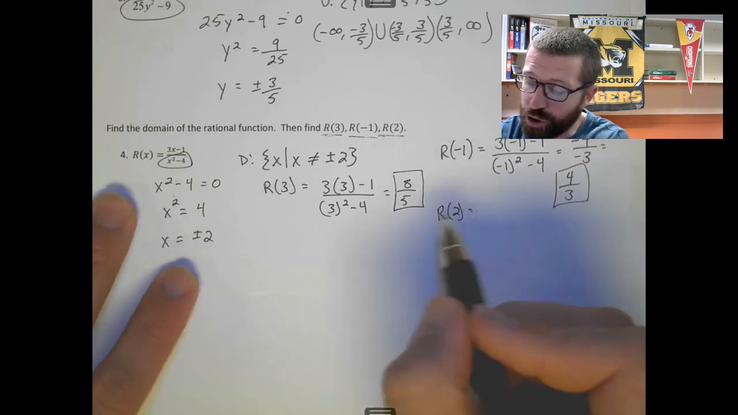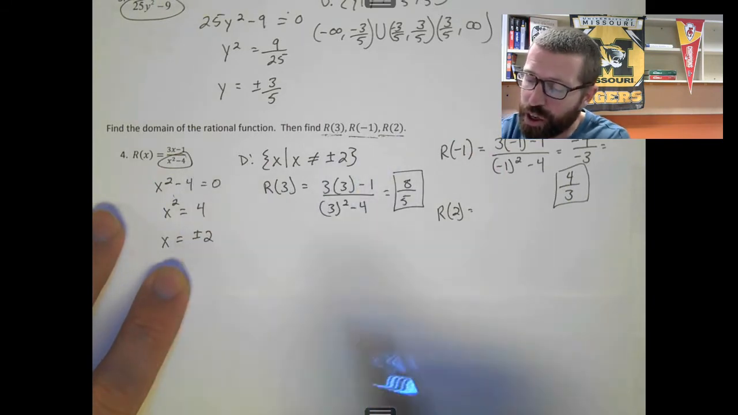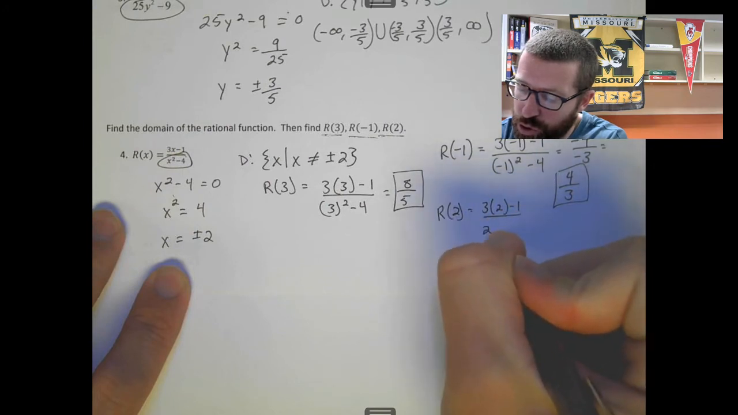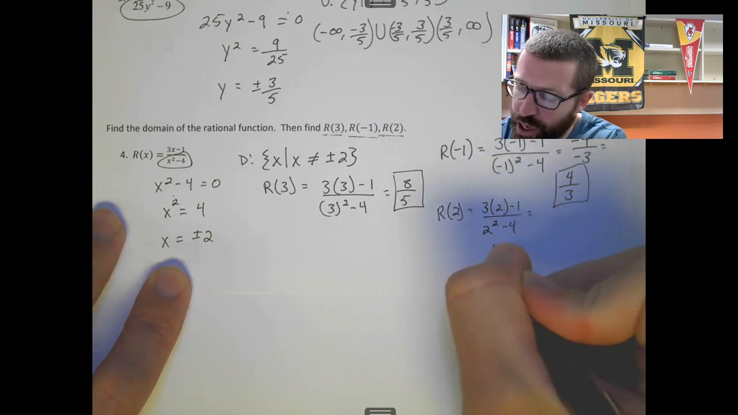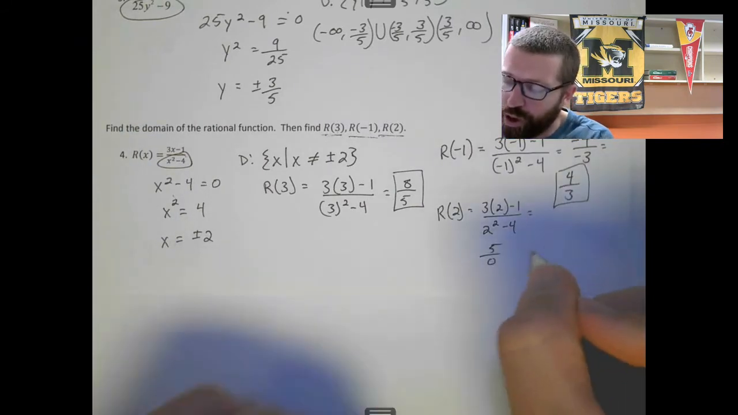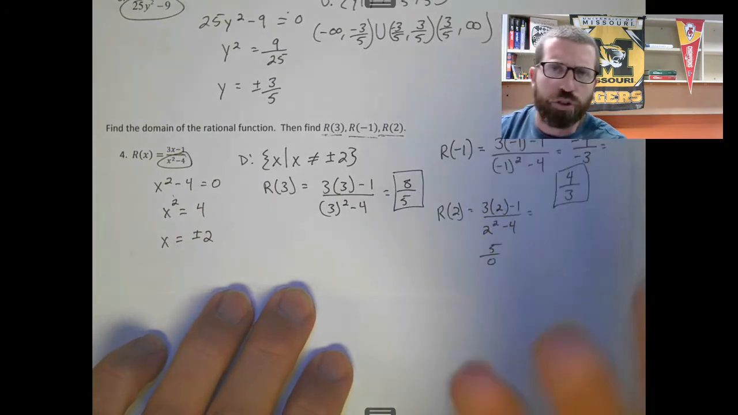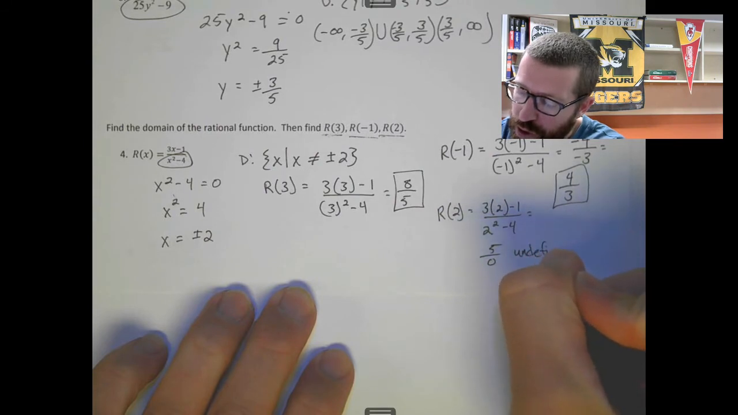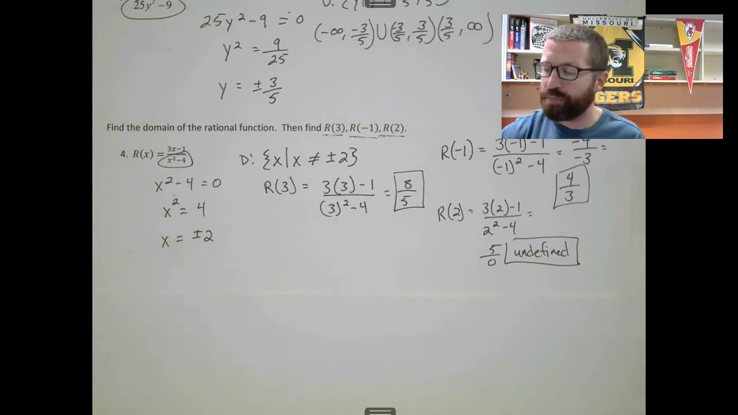And R of 2, you shouldn't have to do, right? You could plug it in and you'd get 3 over 2 minus 1 over 2 squared minus 4. But that's 5 over 0. We can't divide by 0. That's not okay. And so this is just undefined. Don't use no solution or the empty set. It actually is undefined when you plug that in.